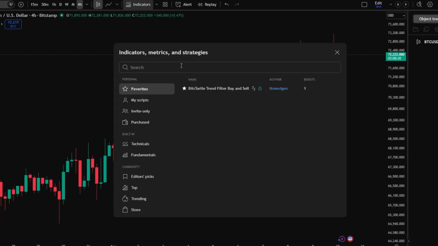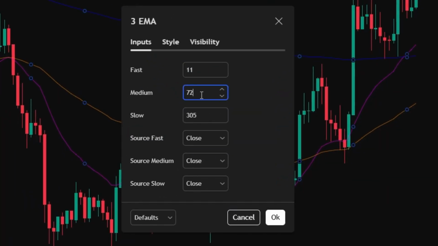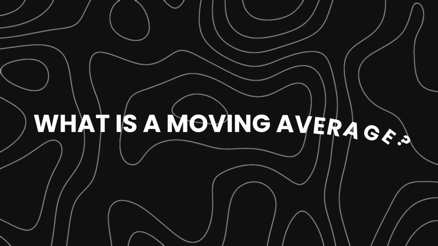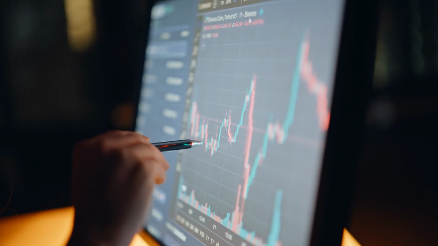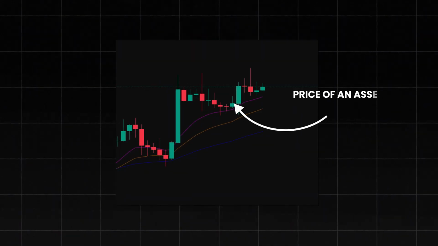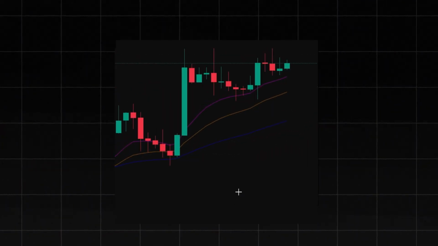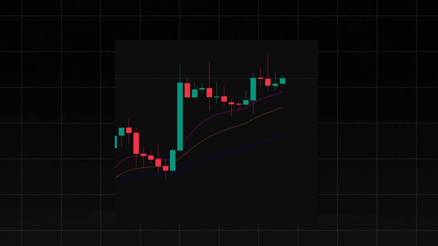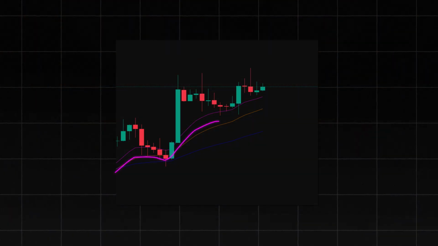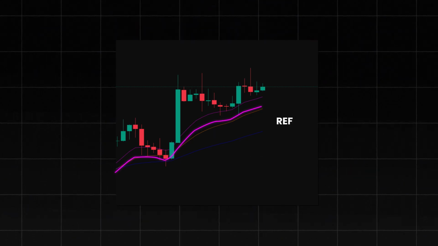The indicator is the exponential moving average, specifically three of them: the 11 EMA, the 21 EMA, and the 51 EMA. Let me explain what a moving average actually is before anything else, because understanding the mechanics changes how you read it. A moving average is the average price of an asset over a fixed number of candles. It is called a moving average because it continuously updates. Every new candle adds the latest price and removes the oldest one from the calculation. So a 21 EMA is always reflecting the average of the last 21 periods, shifting forward as price moves.